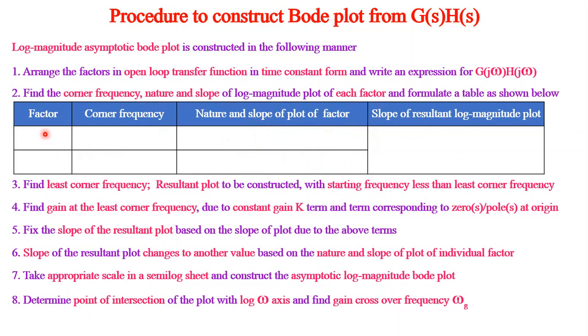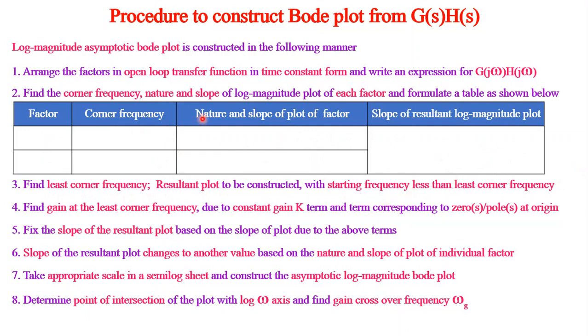So what is that factor? Is it 1 by j omega or 1 by 1 plus j omega T, like that? Then corner frequency. Then what is the nature of the factor? Slope of the plot of the factor, slope of the resultant plot. Then find the least corner frequency. Then start the resultant plot with the starting frequency less than the least corner frequency.